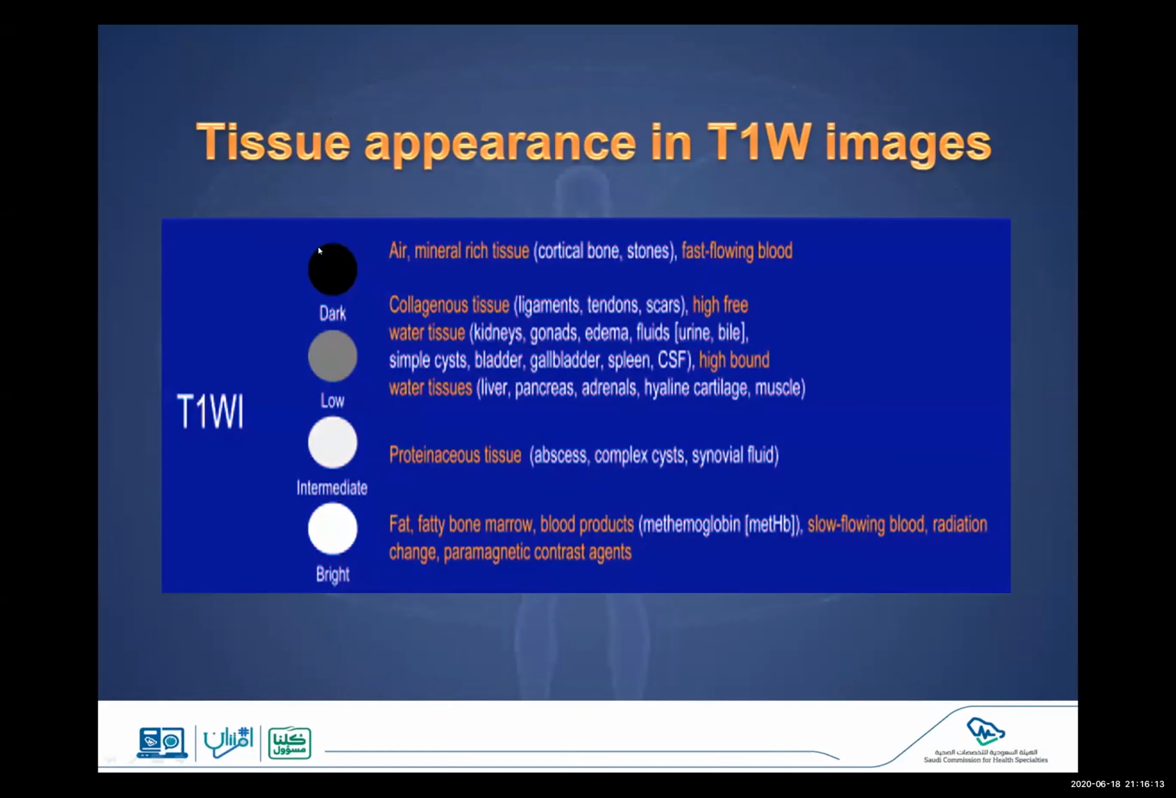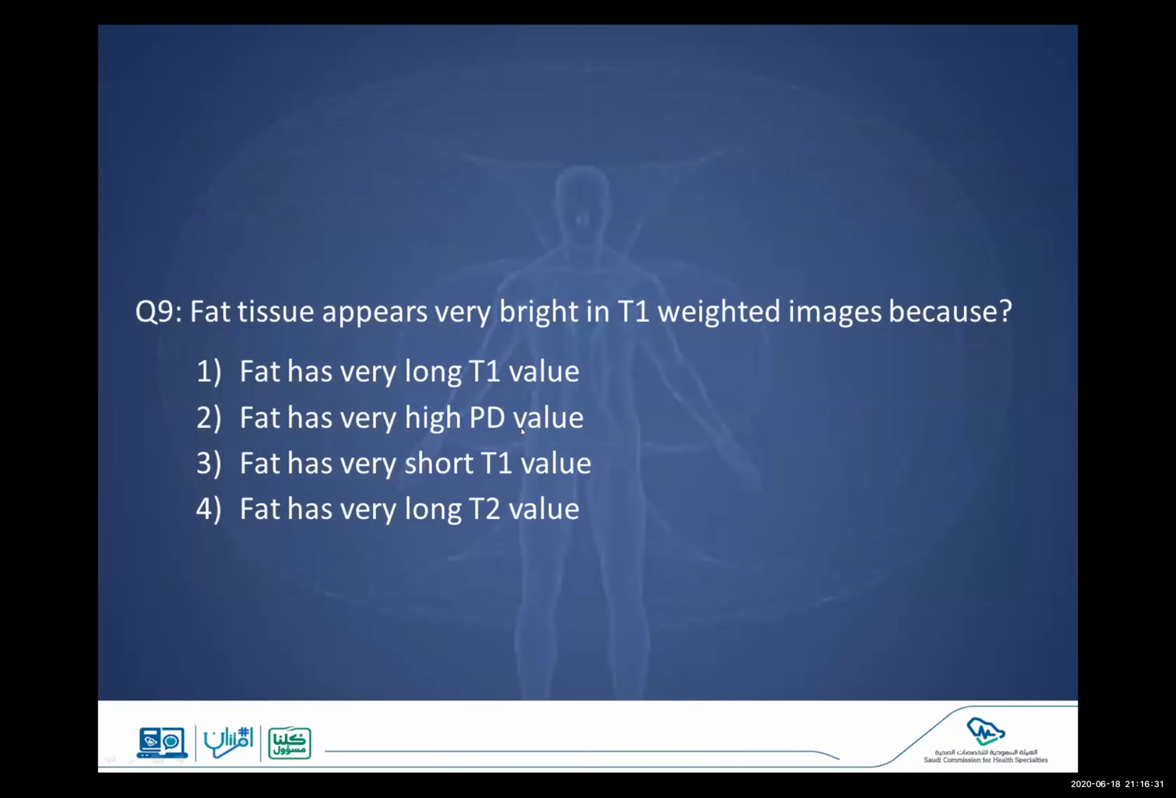And as I said, air and cortical bone are usually black. Why? Because there's no hydrogen, so proton density is 0. 0 multiplied by all other terms will be 0. And other tissues will be bright or dark according to their type.